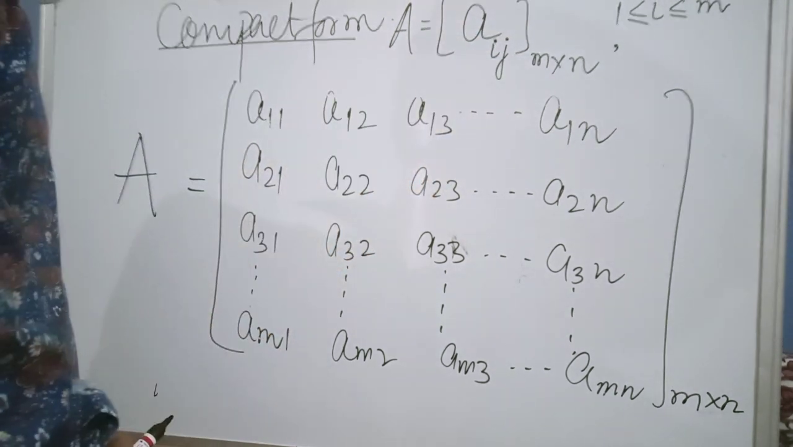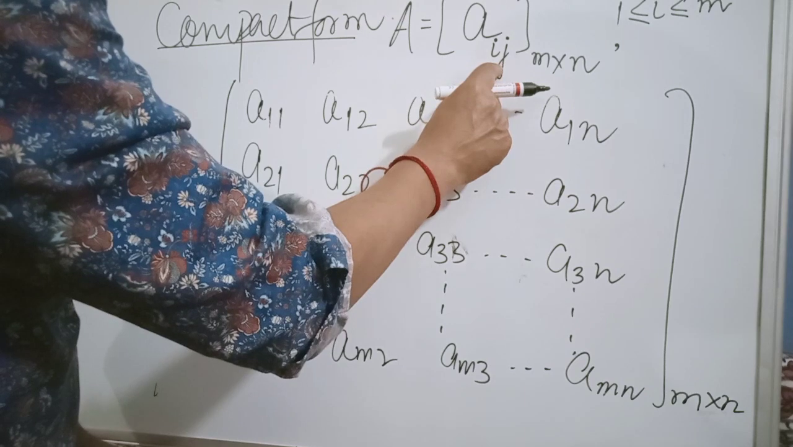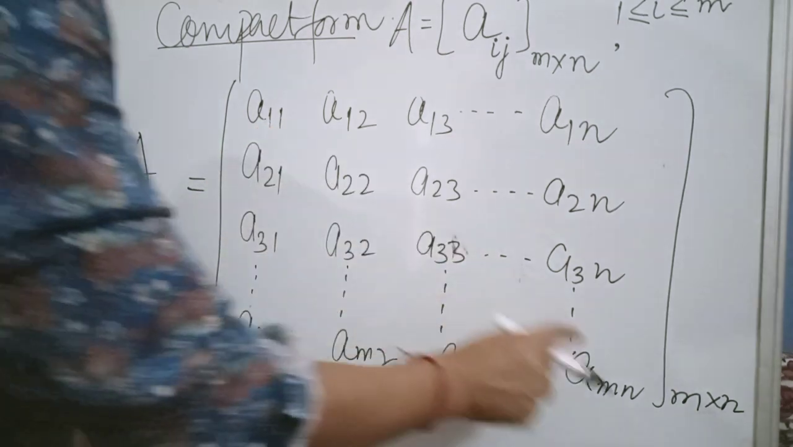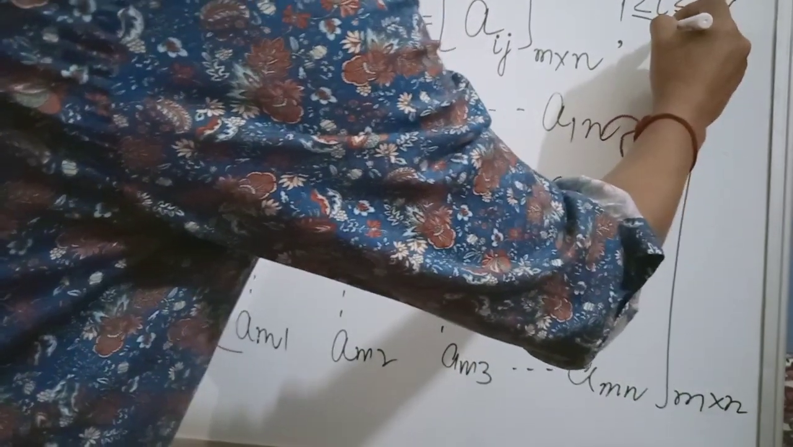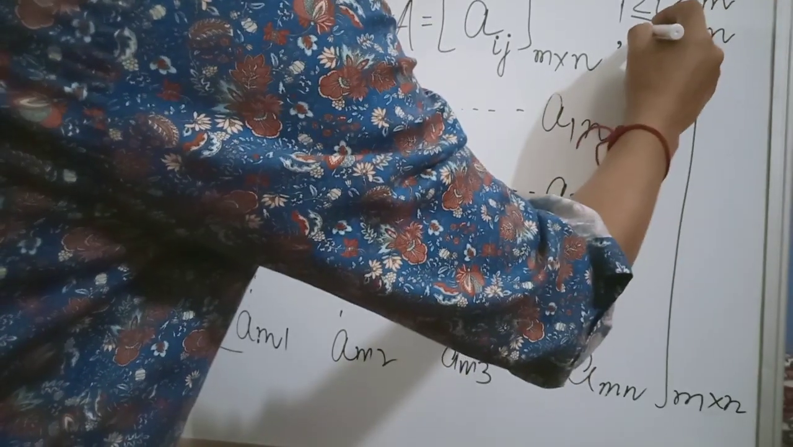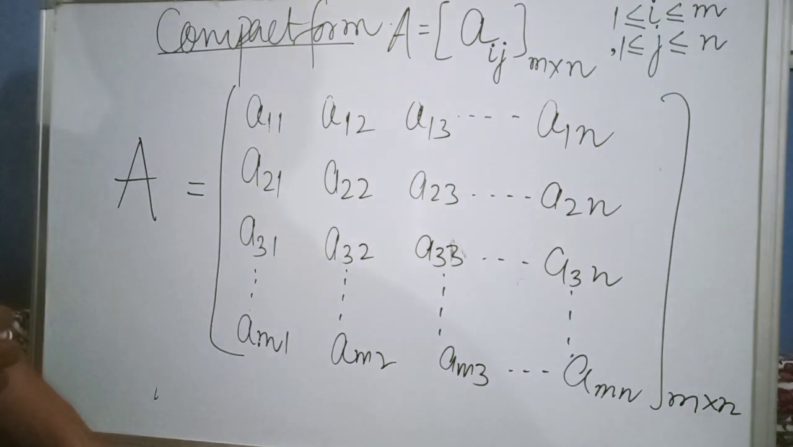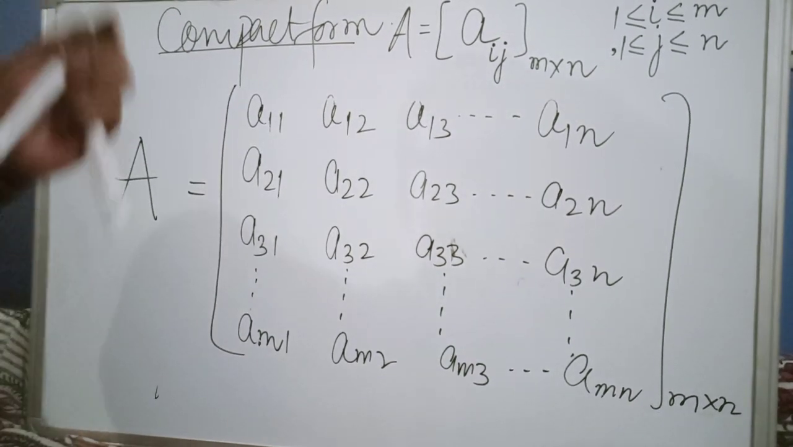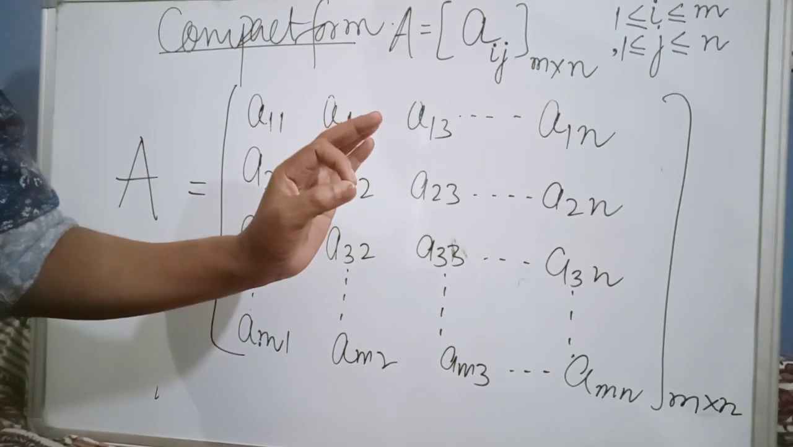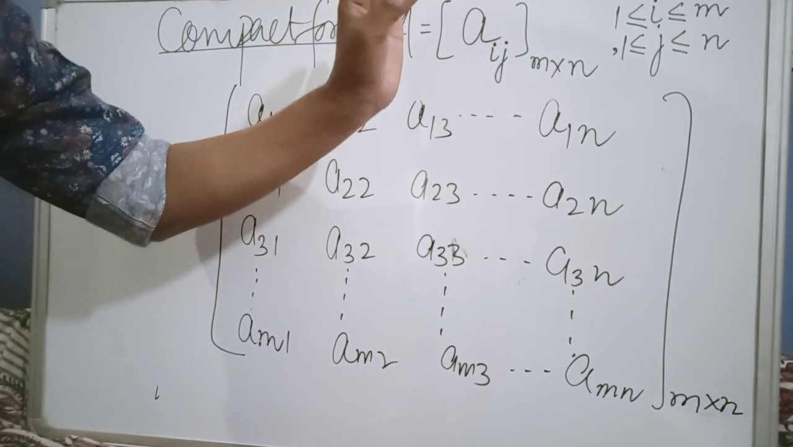This is j, meaning jth column, the second part of the suffix. Minimum j is 1, maximum j is n. So the limitation of j is that j will be less than or equal to n but greater than or equal to 1. So this is the compact form of the matrix. Correct? So please go through the video, revise it very properly, then only you will come to know the topics of the second video. Thank you.